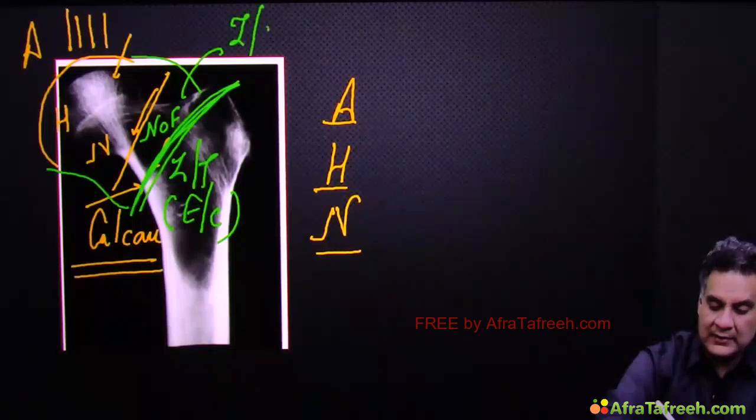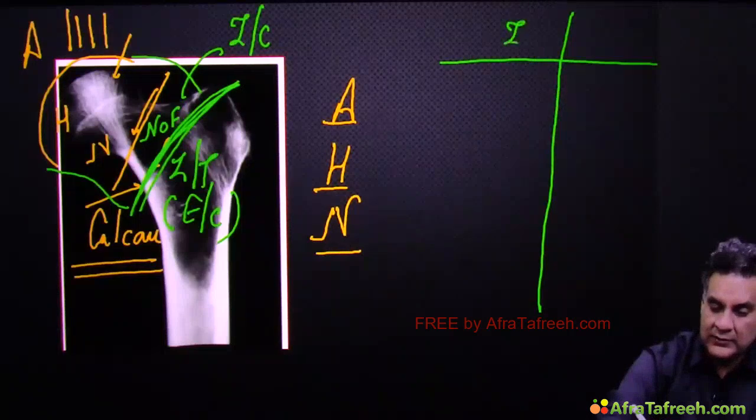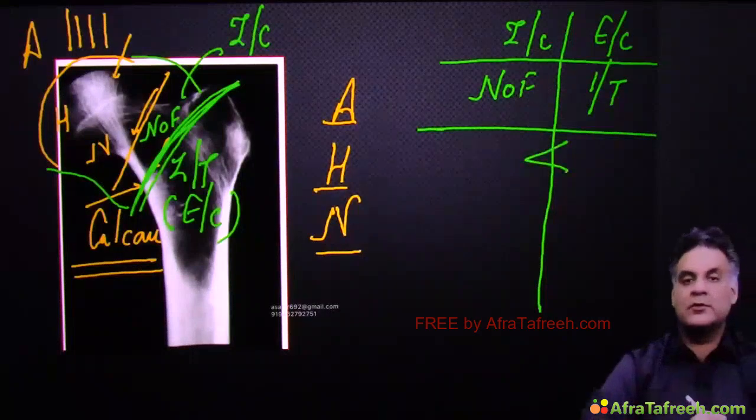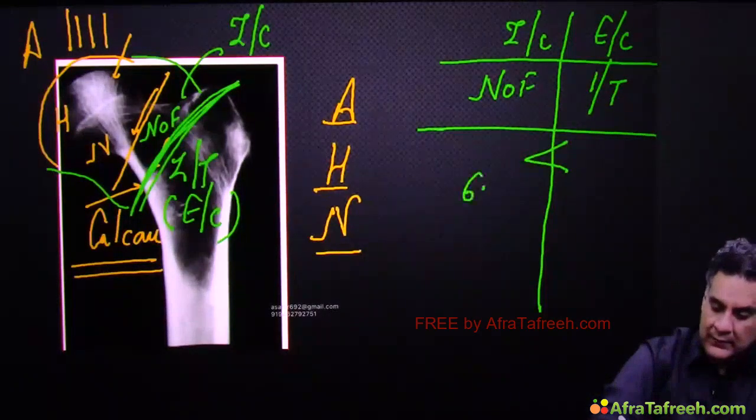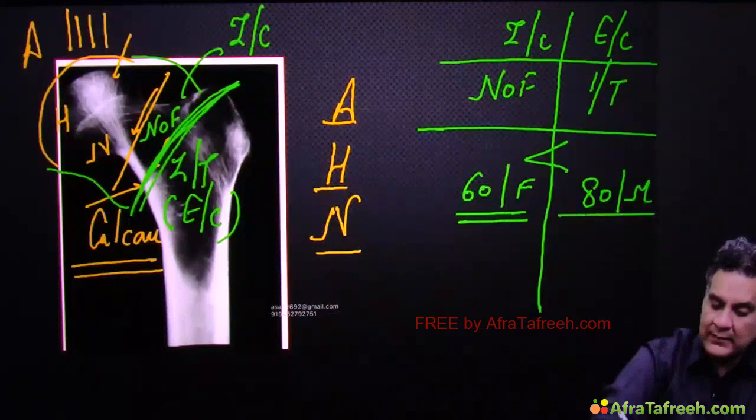Neck area is intracapsular. So when I draw a table, intracapsular area, also called neck of femur fracture, extracapsular area, also called intertrochanteric. Remember, intertrochanteric is more common. Neck femur, classical is a 60-year-old female. Intertrochanteric is usually an 80-year-old male.